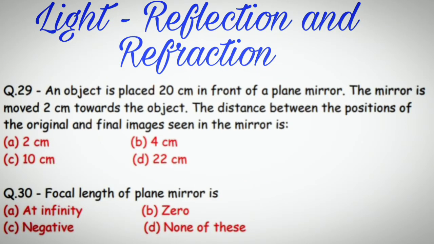Next question comes here. An object is placed 20 cm in front of a plane mirror. The mirror is moved 2 cm toward the object. The distance between the position of the original and final images seen in the mirror is: option A, 2 cm, option B, 4 cm, option C, 10 cm, option D, 22 cm. And the correct answer is 4 cm. Next question comes here. Focal length of plane mirror is: option A, infinity, option B, 0, option C, negative, option D, none of these. And the correct answer is infinity.